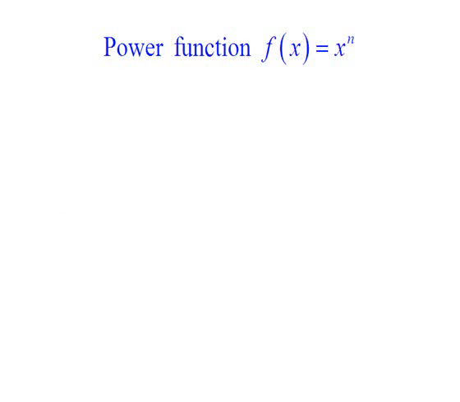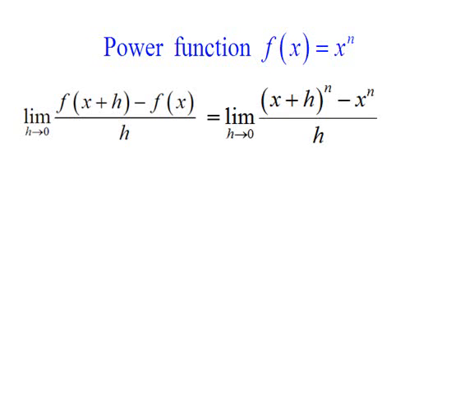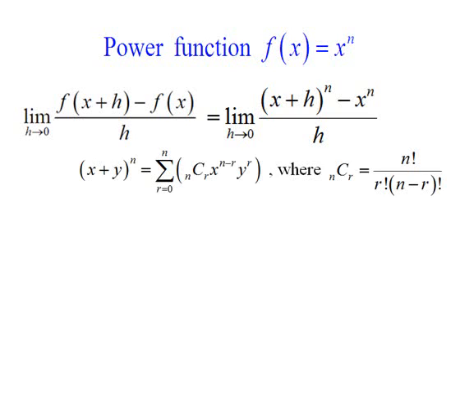Let's use the limit definition of the derivative to find that formula. In order to expand (x+h)^n, we'll use the binomial theorem. Recall from pre-calculus that when the binomial x plus y is raised to the nth power, each term of the expansion can be described by n choose r times x to the n minus r times y to the r.